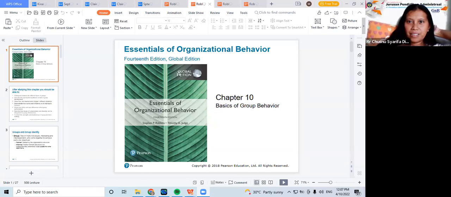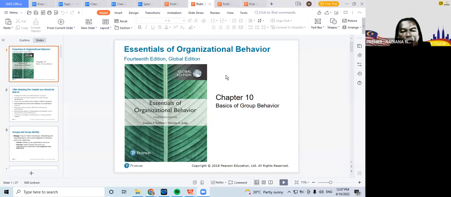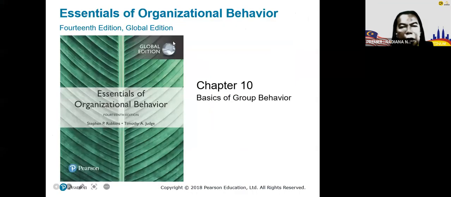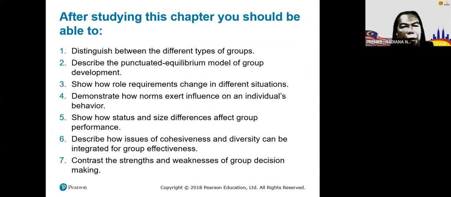Yes, okay. This is basic group behavior. There are 27 slides. After finishing this chapter, you should be able to distinguish between different types of groups. A group consists of more than two people. More than two people are considered a group, right?